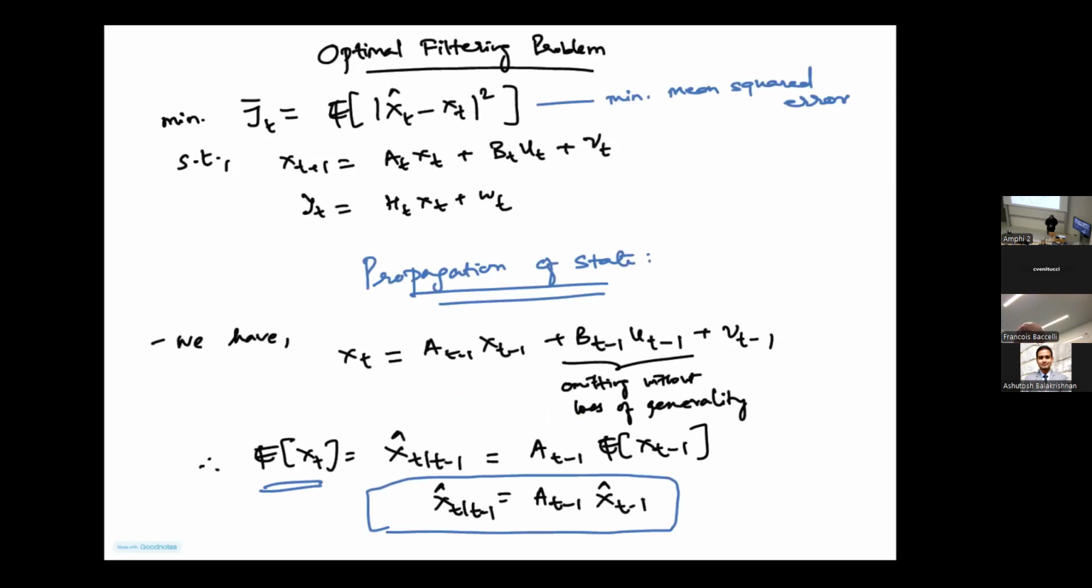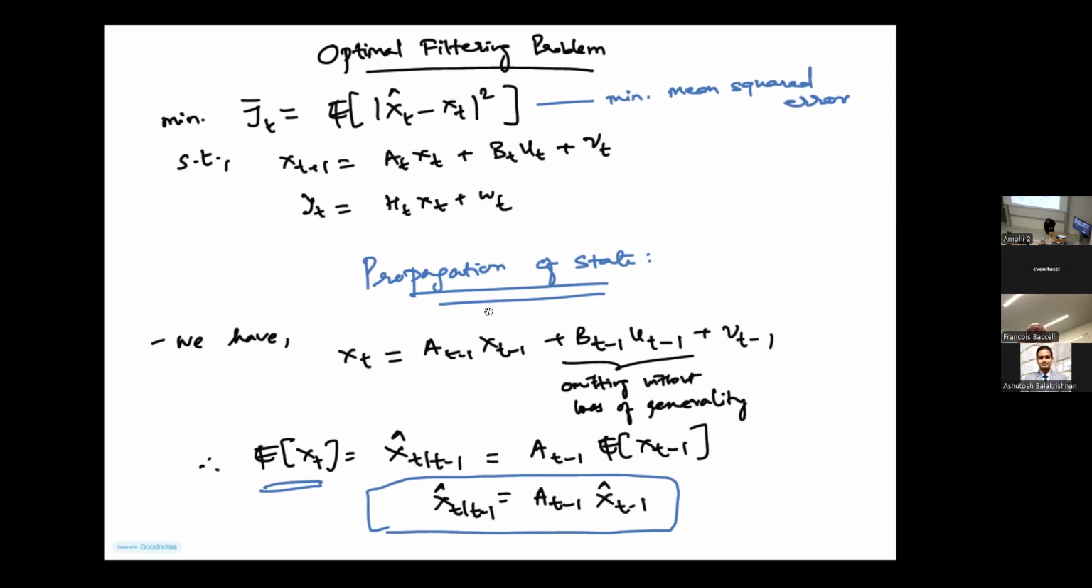Now, let's see the same analysis from an optimal filtering problem. We want to minimize the mean squared error, that is, the expectation of xt hat minus xt, squared, such that we are given these two, the motion and the measurement models.